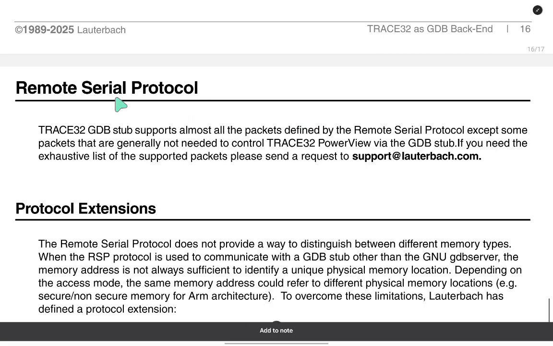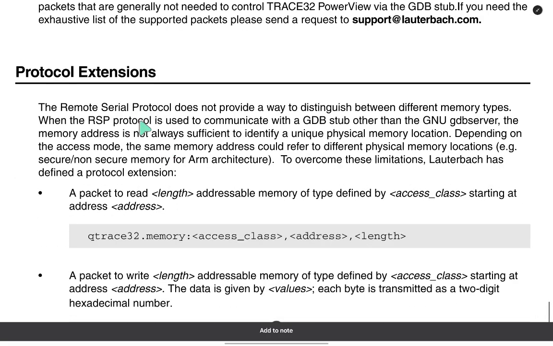Remote Serial Protocol. The TRACE32 GDB stub supports almost all packets defined by the Remote Serial Protocol, except some packets that are generally not needed to control TRACE32 PowerView via the GDB stub. If you need an exhaustive list of the unsupported packets, please send a request to support@lauterbach.com.